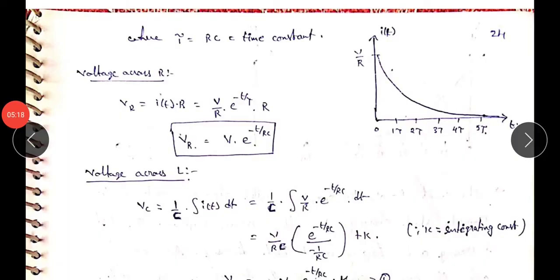So next, the voltage across the resistor. We know that VR equals I of t into R. I of t equals V by R into e power minus t by tau, into R. So R and R cancel. So the voltage across the resistor VR equals V into e power minus t by RC.